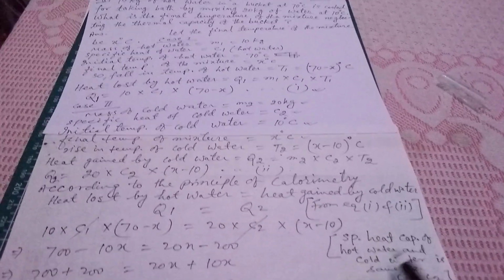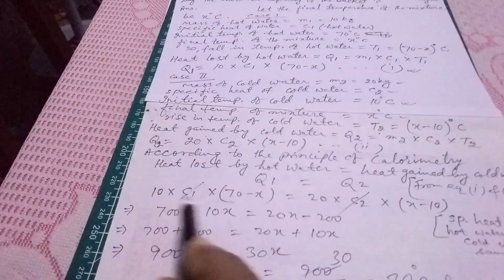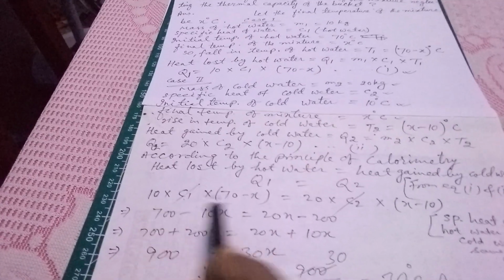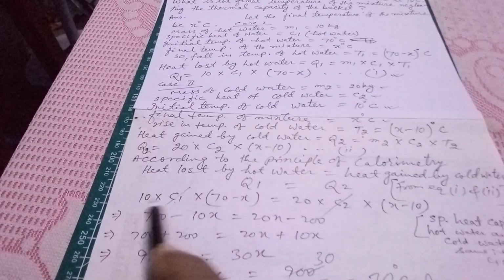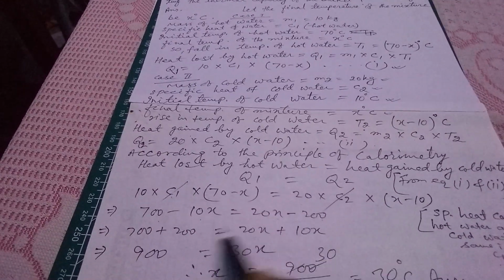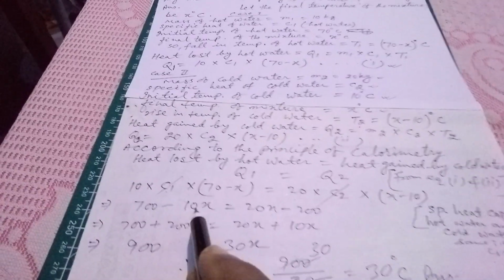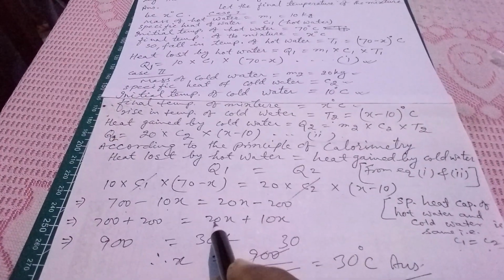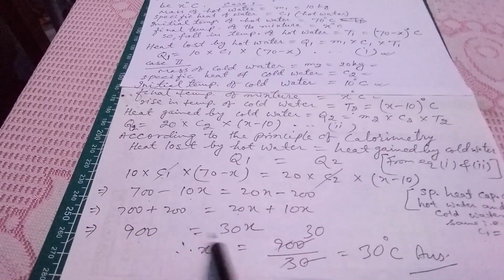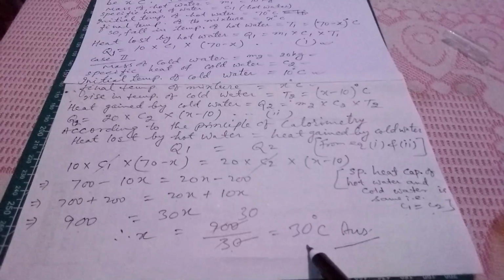Now here you see the specific heat capacity of hot water and cold water are both equal. That's why C1 equals C2, and so C1 and C2 cancel. Now we remove the brackets. So 10 into 70 is 700 minus 10 into x is 10x. 20 into x is 20x minus 20 into 10 is 200. Now this 200 comes to the left side, so it becomes 700 plus 200, and this minus 10x goes to the right side, so it becomes plus, so 20x plus 10x. So 900 equals 30x, and therefore x equals 900 by 30 equals 30 degrees Celsius.